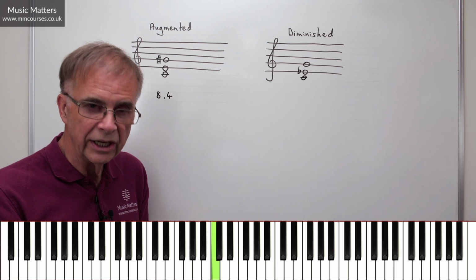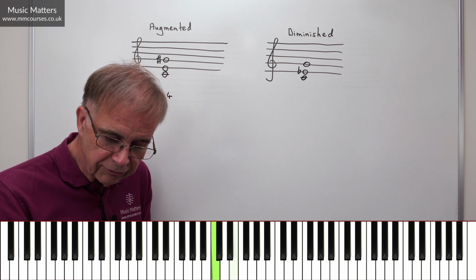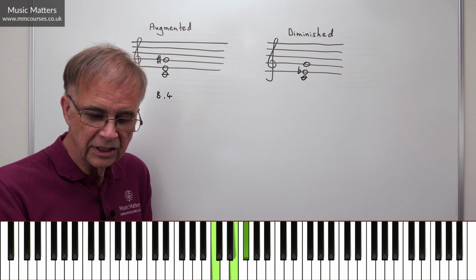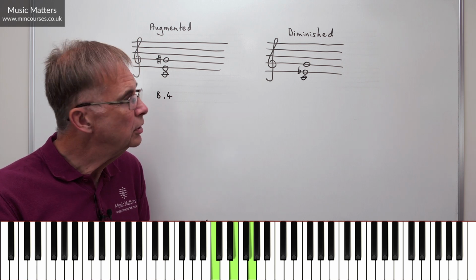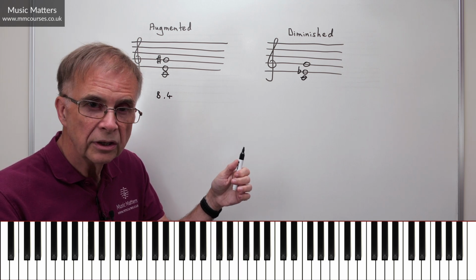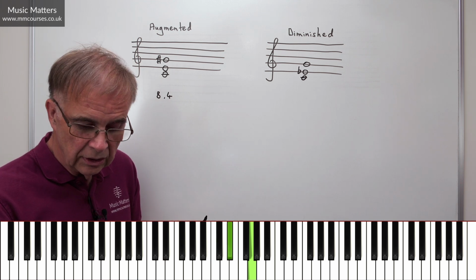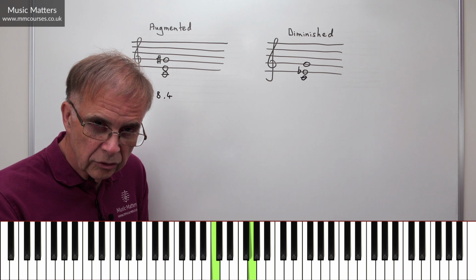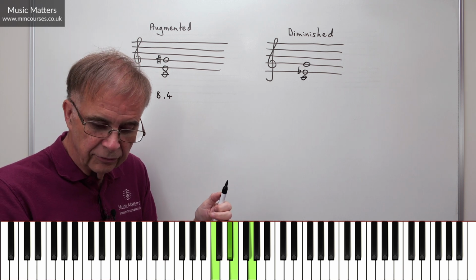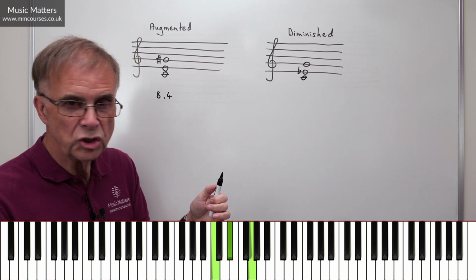So in a major triad, you've got 1, 2, 3, 4, 5, 6, 7. So you've got 7 and 4. But in a minor triad, you've got 7 and 3. So you'll have 1, 2, 3 for the E flat, 4, 5, 6, 7 for the G.